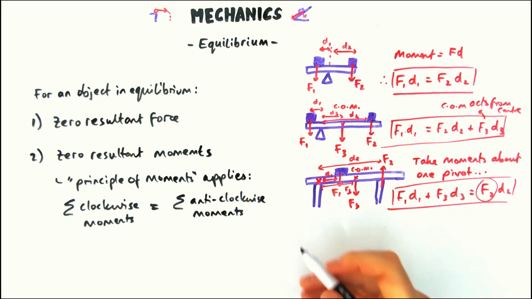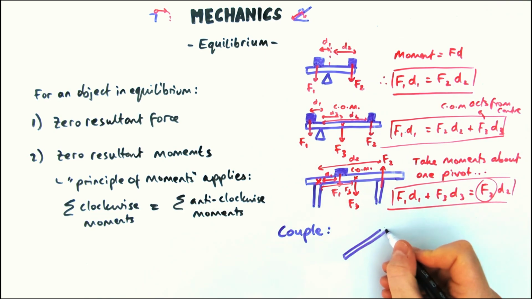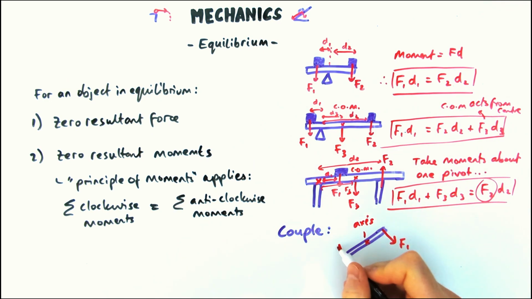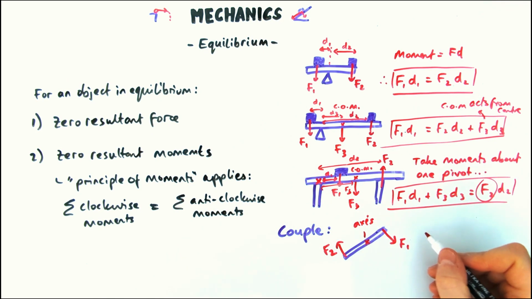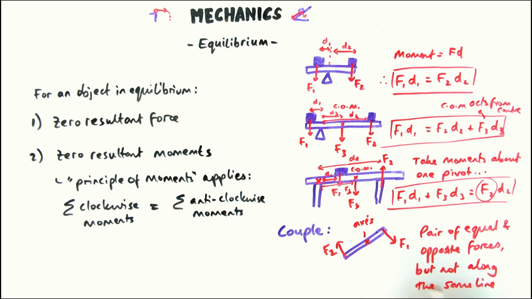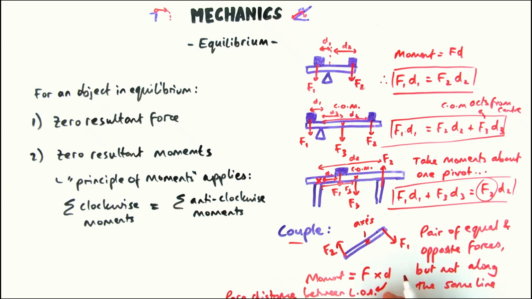Now, the last thing to know about here is what a couple is. A couple in physics is a pair of two equal and opposite forces which act not along the same line of action. The clearest example is the one here. You've got F2 going up and left, you've got F1 going down and right, and they're both going to work to rotate that system about its axis. So they're in opposite directions, but not on the same line of action. How you'd work it out is the moment equals the force times the distance between the lines of action of the forces. So it'd be F1 times D in this instance.